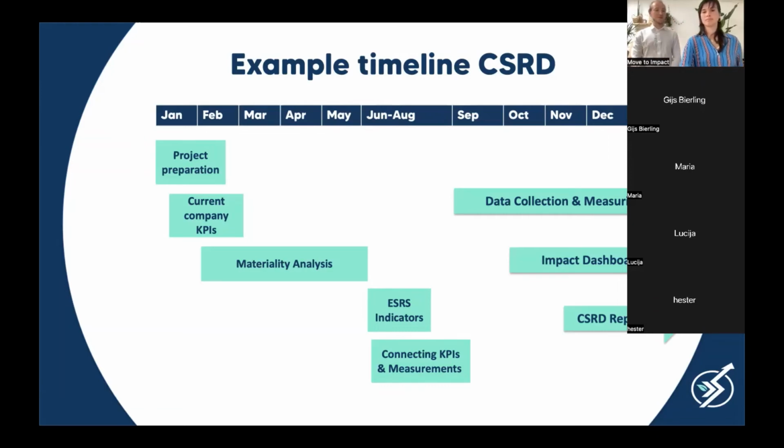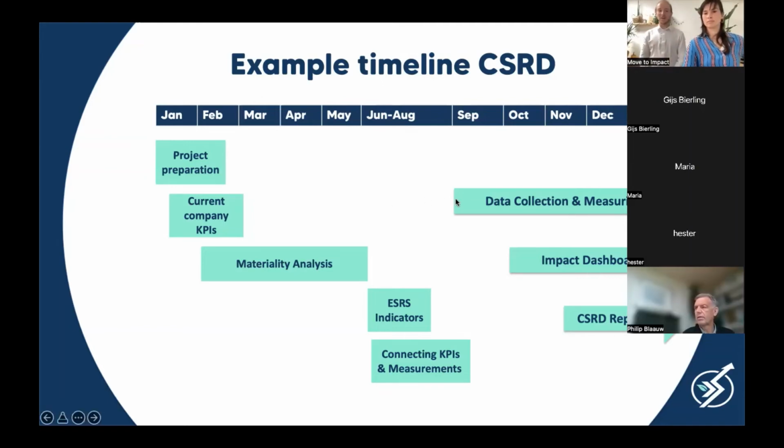Yeah, and I think it's good to start, like we do here, with the current company KPIs, so we can see what is already being measured. I think that really helps. And as you might have seen, it's very interdisciplinary within the company. And I think what really helps is to keep the language simple and try to make it visual as well. It speaks more than 1,000 words.